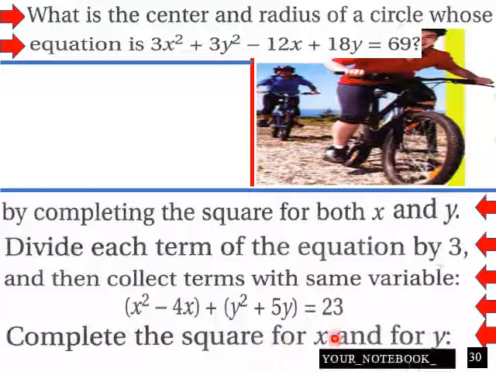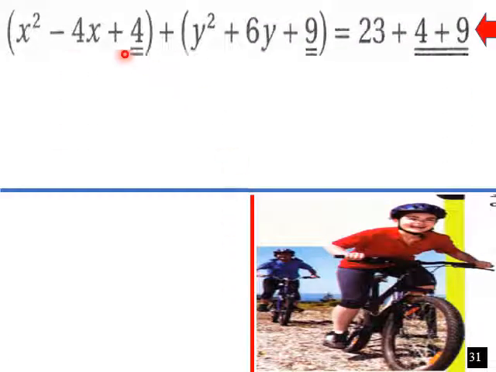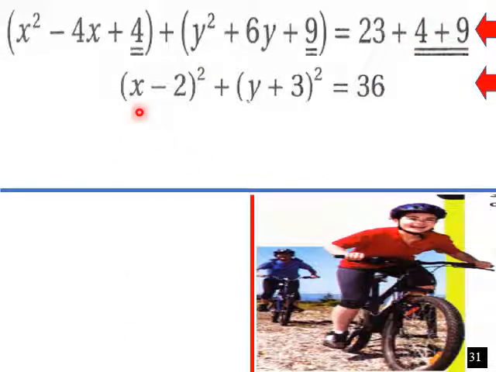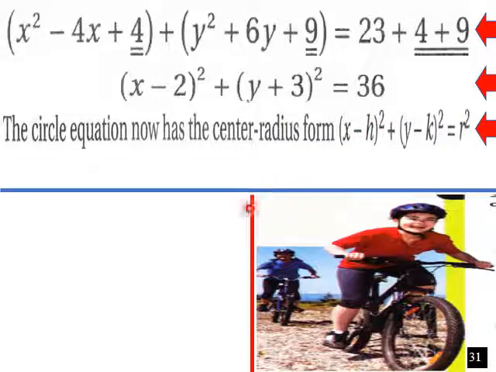Complete the square for x and y. So now we have to complete the square here and then here. Remember how to do that? We take 1/2 of b and square it, 1/2 of b and square it. We end up with 4 here and then 9 here. And then we have to add these on the other side too. Don't forget to do that. So now we have (x minus 2) squared plus (y plus 3) squared equals 36. 13 and 23 would be 36.